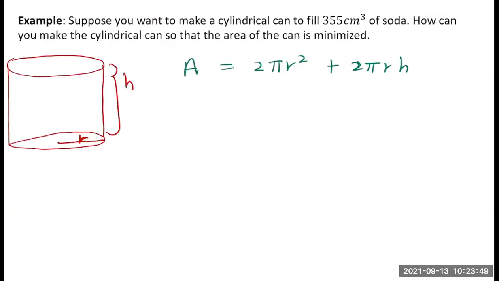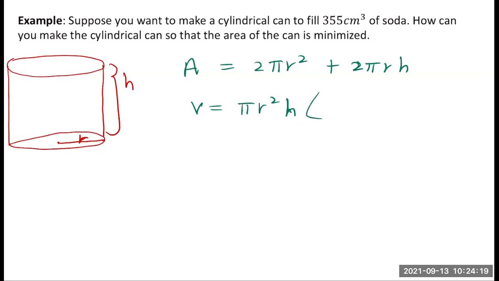Well, what we can do is use the given data. The given data tells us that the volume of the can should be 355 cubic centimeters. So let's argue along that. The volume V of a cylinder is pi r squared h. That's the formula that you need to know.